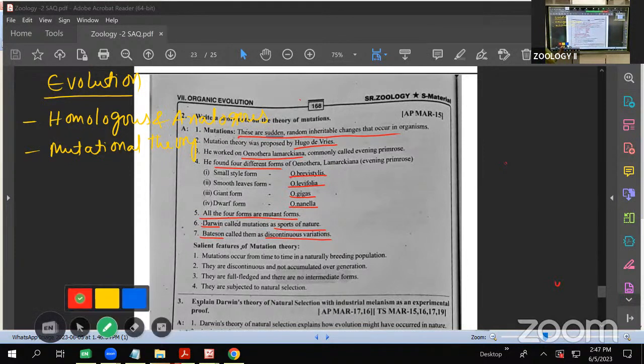Next one is industrial melanism, Darwin's natural selection. Inside industrial melanism, what mainly are the two types, and who proposed this?